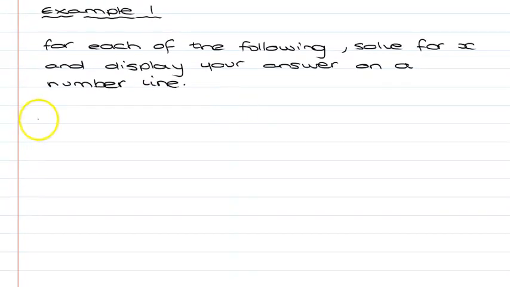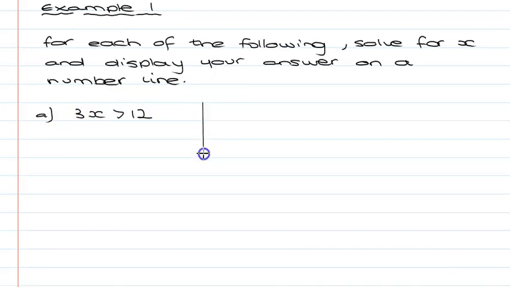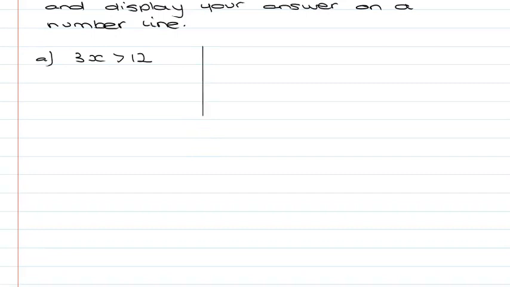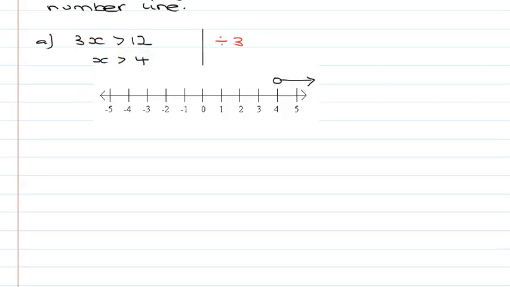So we'll start with a basic one, 3x is greater than 12. Basically with inequalities you solve it exactly like you solve an equation. So I usually show my working down the right hand side. With this I'm going to divide both sides by 3, leaving my answer as x is greater than 4. And you can see I've displayed this on a number line, and it's an open circle because it does not include the number 4, so it's greater than 4.